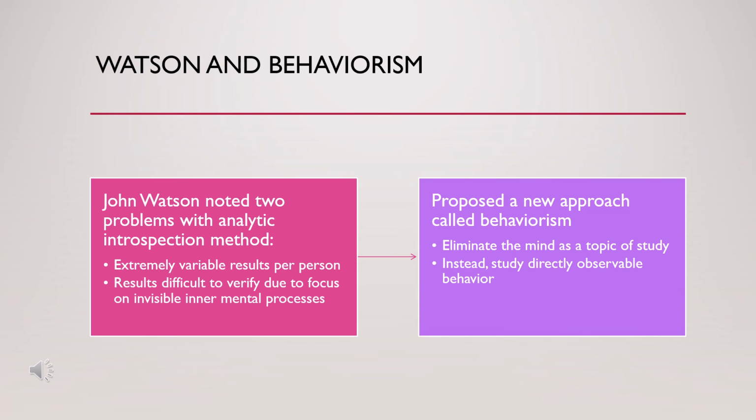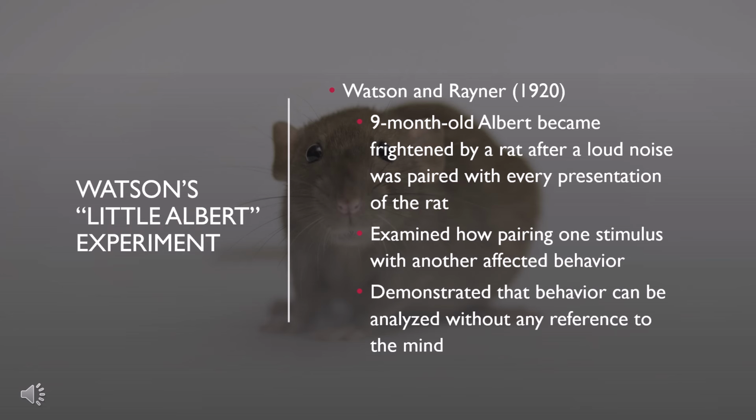But of course, over 100 years ago, we had very different APA ethics than we do today. There's been a lot of question as to what happened to Little Albert afterward. Everybody wants to know, was he conditioned forever? How did this affect him as an adult? We don't have answers to those questions.